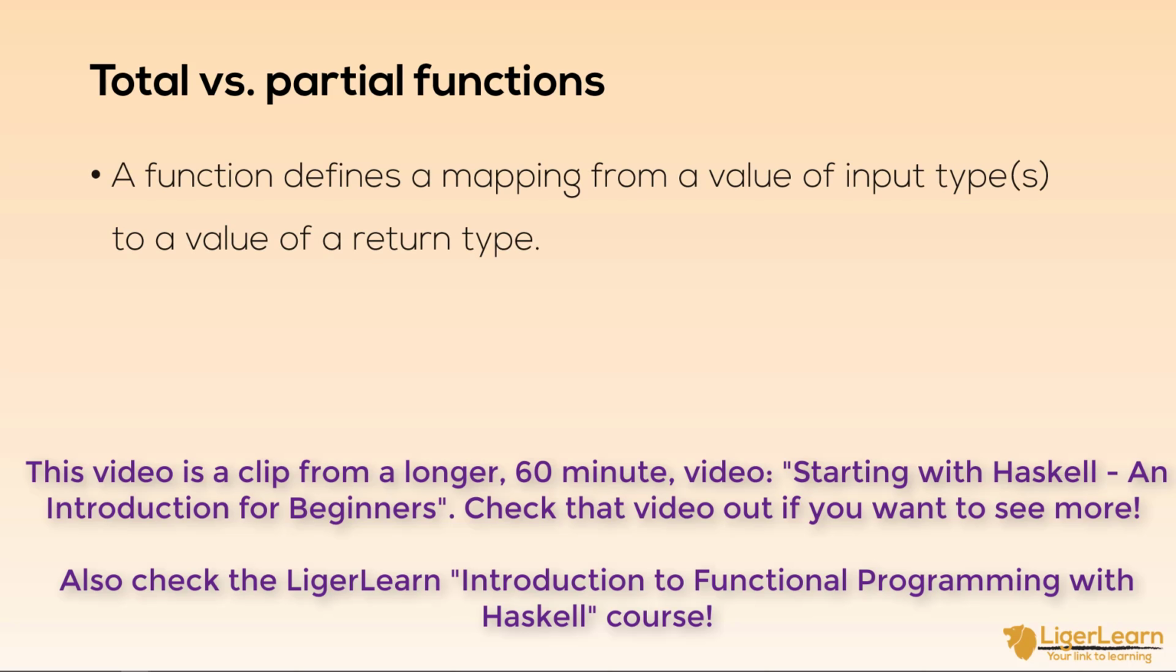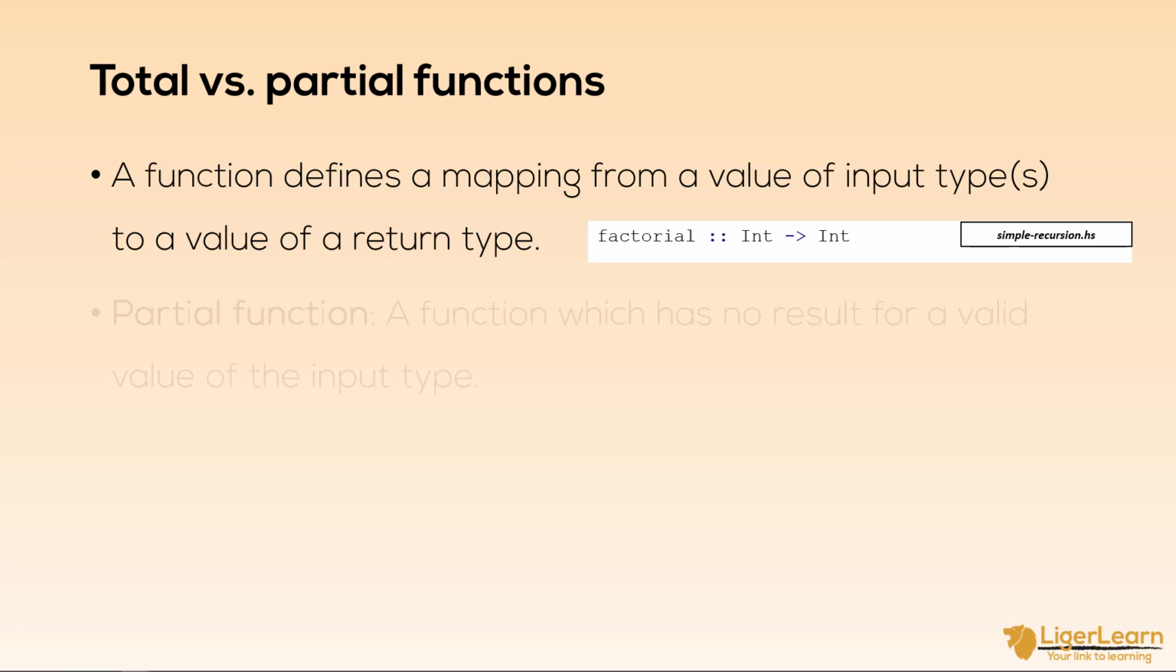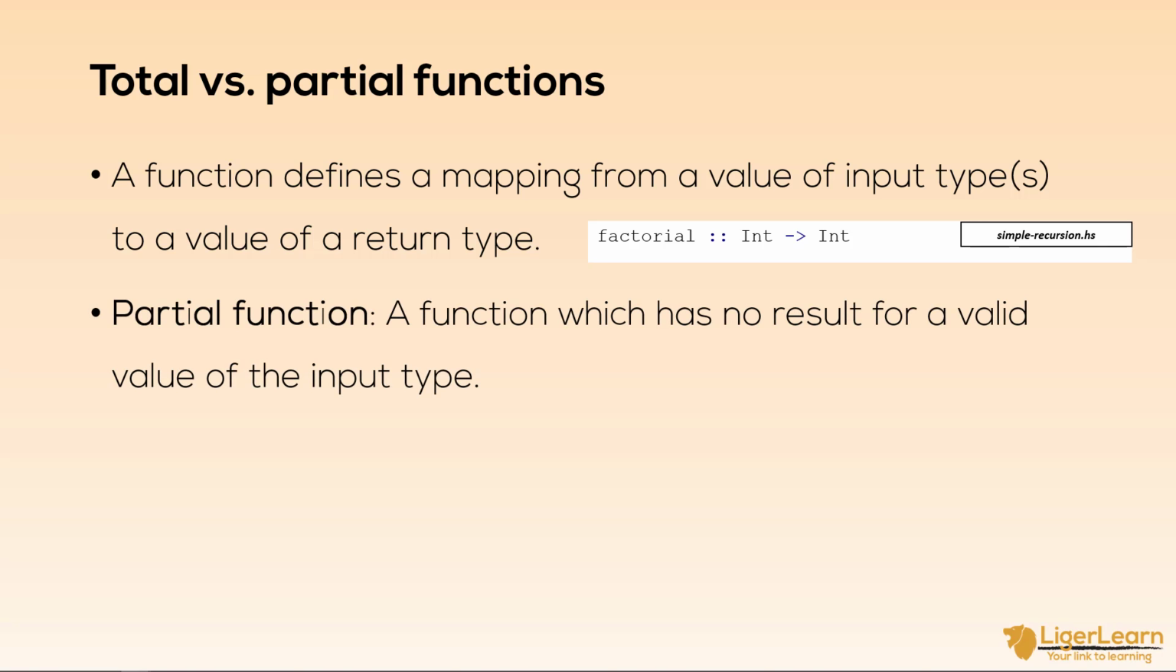A function defines a mapping from a value of an input type to a value of a return type. The types are specified in the type signature. For example, the function signature for the factorial function we saw before takes an int and returns an int. This means that the function will accept any int value as input, and the return value can be any int as well. A partial function is a function which has no result for a valid value of the input type.